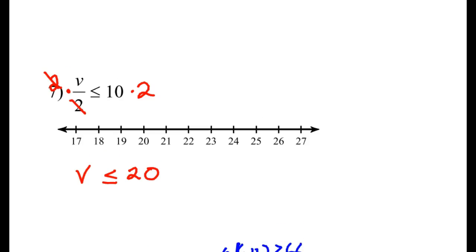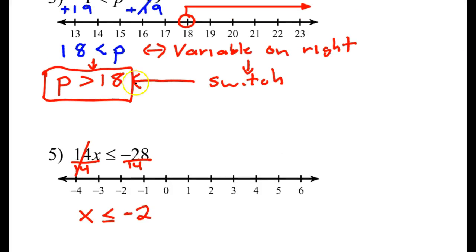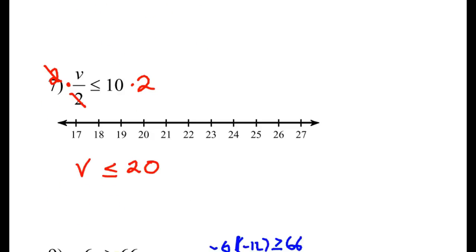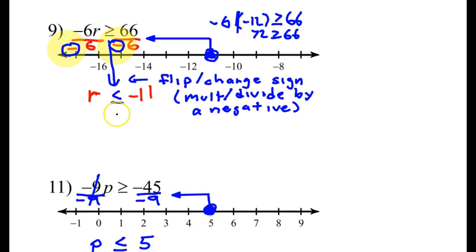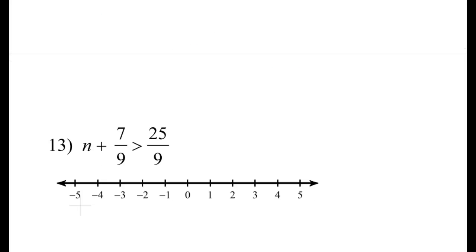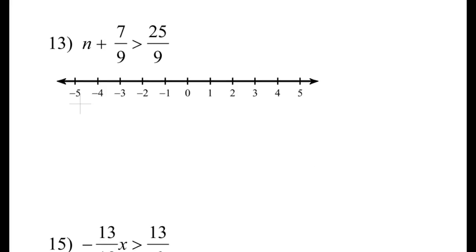Alright, so we learned two things on the front. If the variable's on the right-hand side, you have to kind of flip it around. And we learned if you divide by a negative, you have to flip it around too. So, two reasons to flip around that are not really related to each other, but you have to do the same thing. Check out the back, just a little review in fractions.